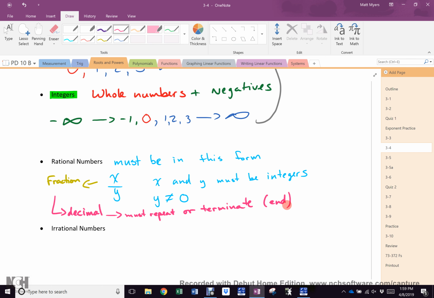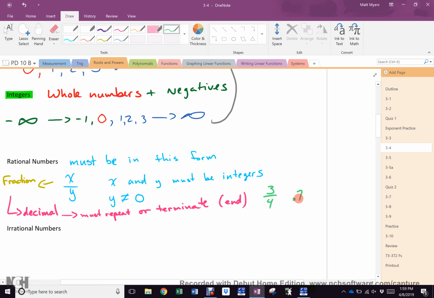So, is this a rational number? Yeah. 3 is an integer, 4 is an integer. The denominator isn't 0, so it's rational. Is this a rational number? Yes. Why? It's a decimal that ends. Is that a rational number? Yes. Why? Because it's repeating. Because the 2 repeats. Is this a rational number? Yes. Why? Because it ends.